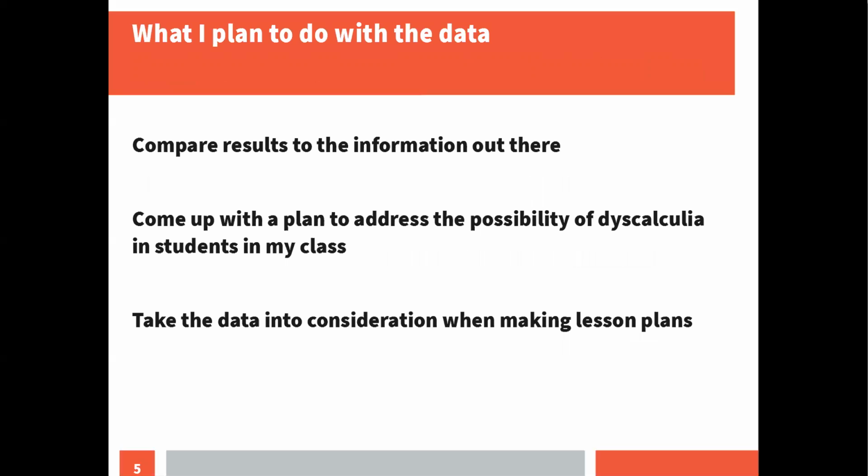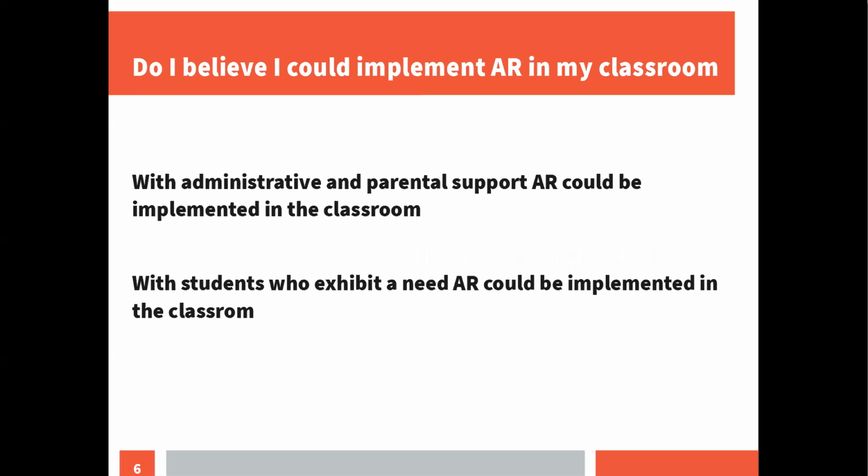What I would do with my data is compare it to the information that is already out there and see where the commonalities are, come up with a plan to address the possibility of dyscalculia in students in my class, and then take that data into consideration when making lesson plans. I do believe that I could implement action research in my classroom. It would require the support and approval of the administration and the parents of the students, and of course the willingness of the students.